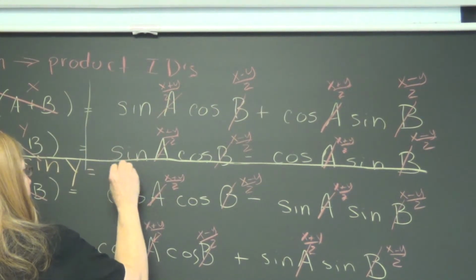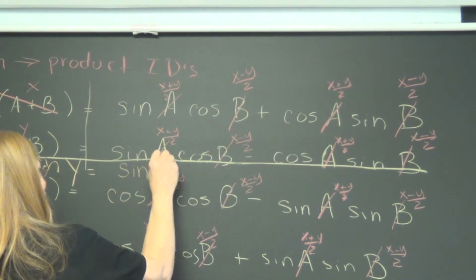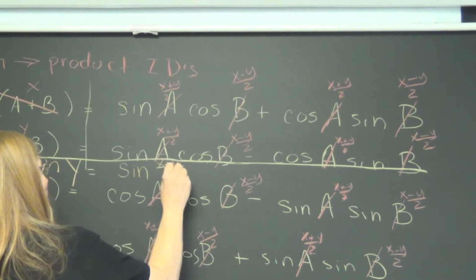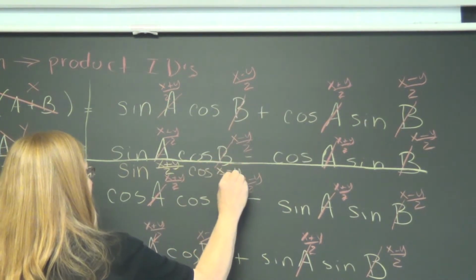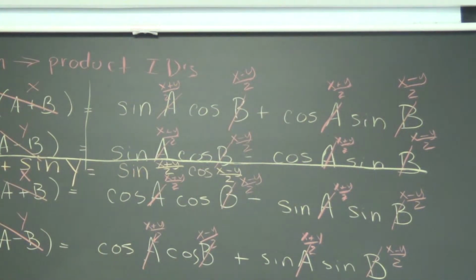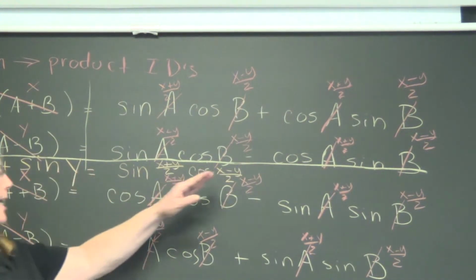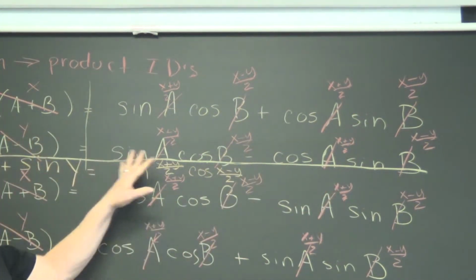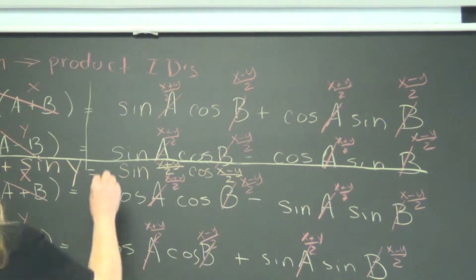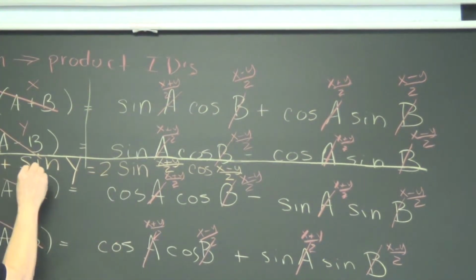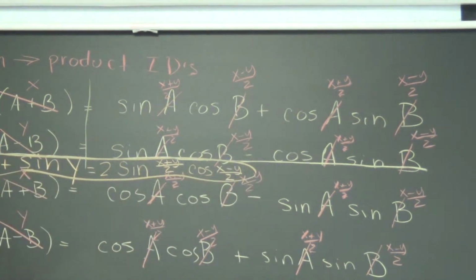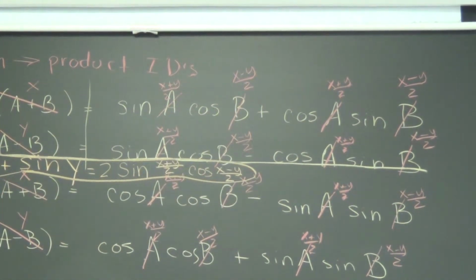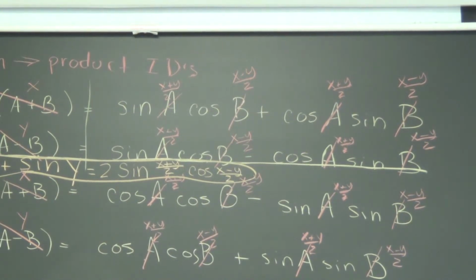Sine of this, I'll call x plus y over 2 this, and cosine of that, then what? Right, so instead of me writing it again, plus that, what can I do algebraically? Two. Right, very good. So I have sine x plus sine y equals 2 sine of x plus y over 2 cosine of x plus y over 2.